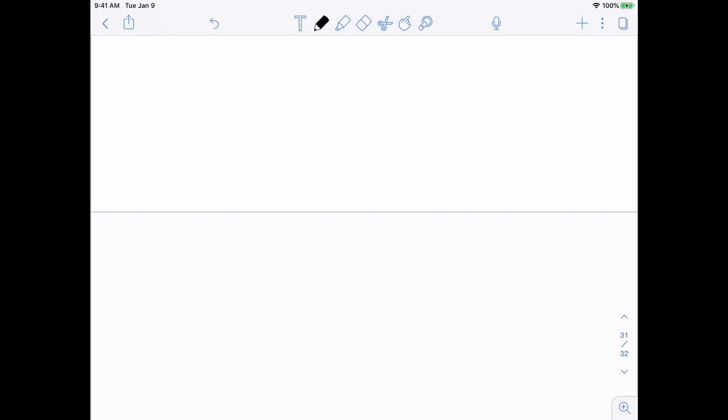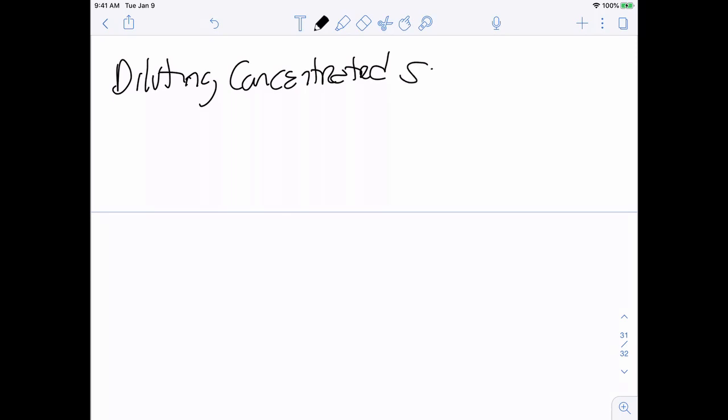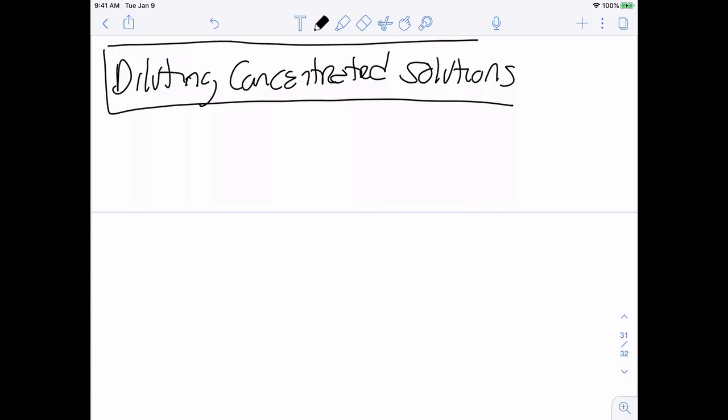So, diluting concentrated solutions. Be really careful. In our next video, we're actually going to do stoichiometry. Do not use this formula for stoichiometry problems.